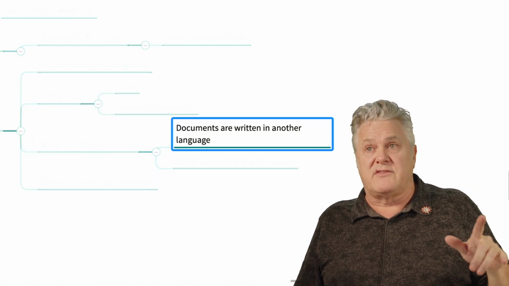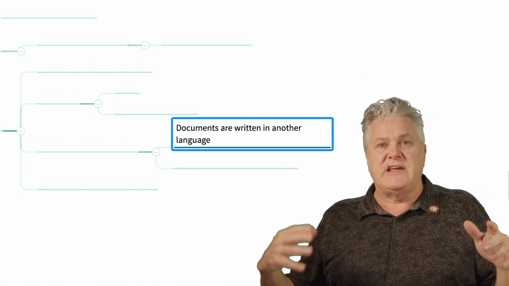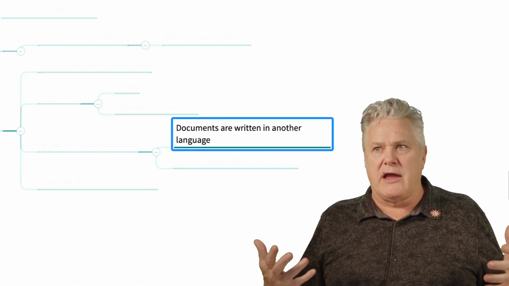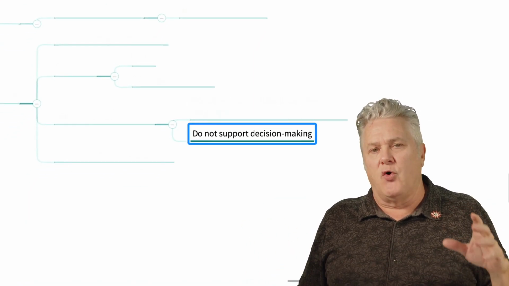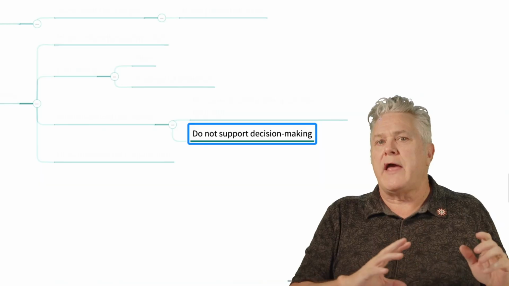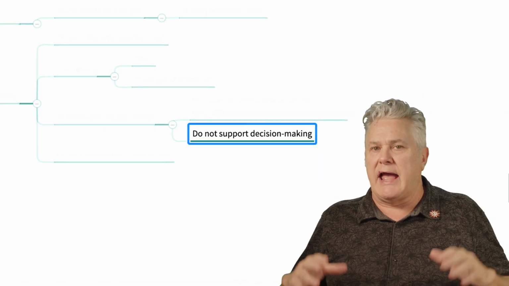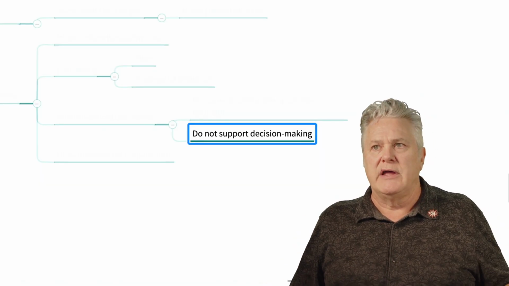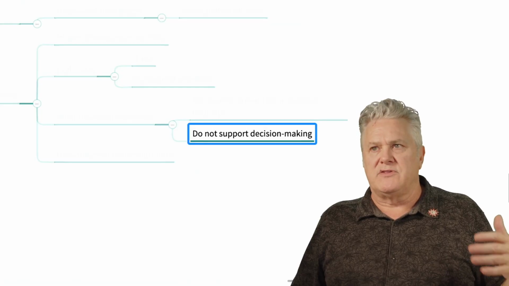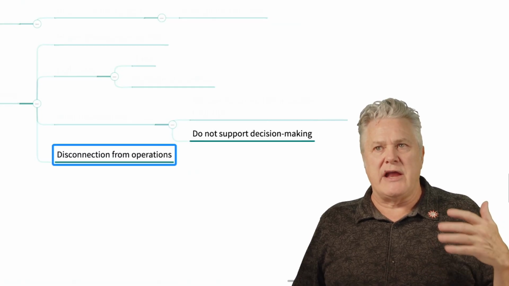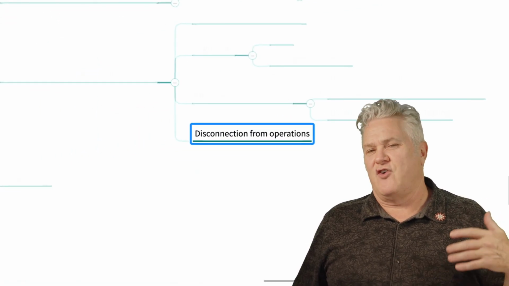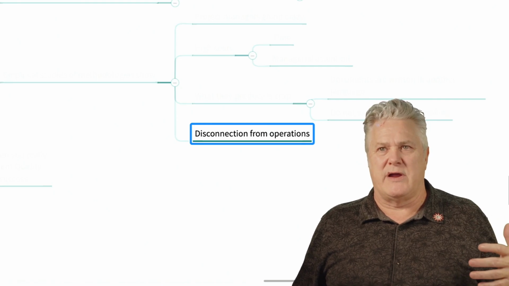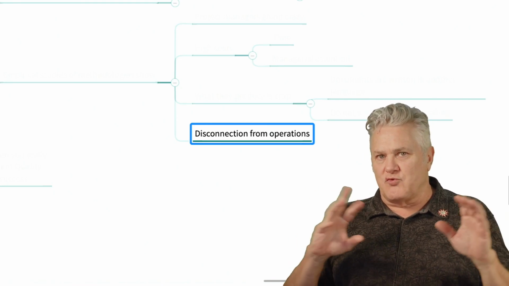Now, the documents that are written seem like they're written in another language. And what they don't do that true enterprise architecture planning and true enterprise architects do is help with decision support. They generate confusion. They are disconnected from operations. So that's when it's really bad.